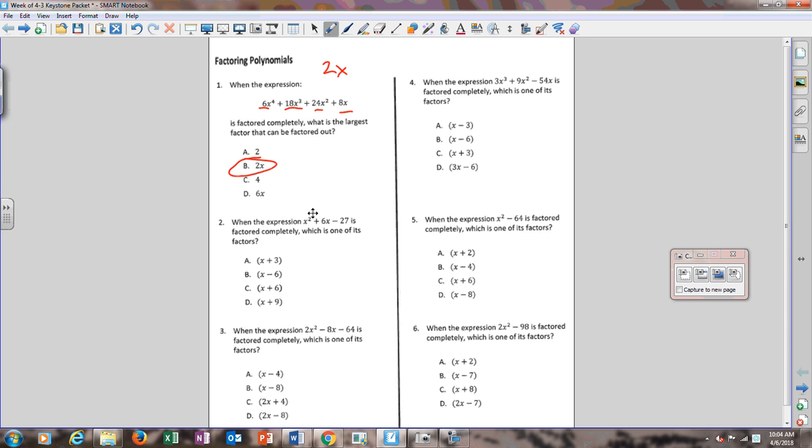Number 2, when the expression x squared plus 6x minus 27 is factored completely, which is one of its factors? So we can break it down like this. X and x, and then what multiplies to give us negative 27? It would be a 9 and a negative 3. Then 9 minus 3 is 6, so you know that's the correct way. And so you see that it has to be x plus 9.